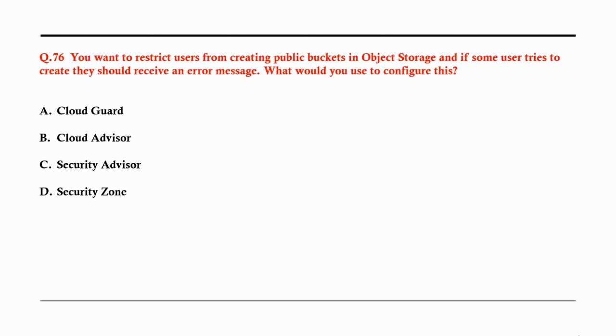Question 76. You want to restrict users from creating a public bucket in Object Storage, and if some user tries to create one, they should receive an error message. What should you use to configure this? The correct answer is answer D, security zone.